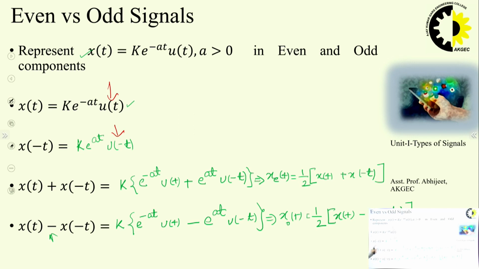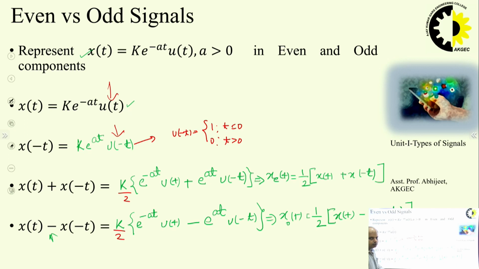You can see x of t is basically the same signal. X of minus t, we put u of minus t. So u of minus t, by virtue of its definition, is 1 for t less than or equal to 0. It is 0 for t greater than 0. It is just the reversal of u of t. So if I use this expression, I will get the even part as x of t plus x of minus t by 2. This is the formulation, and the odd part is x of t minus x of minus t by 2.